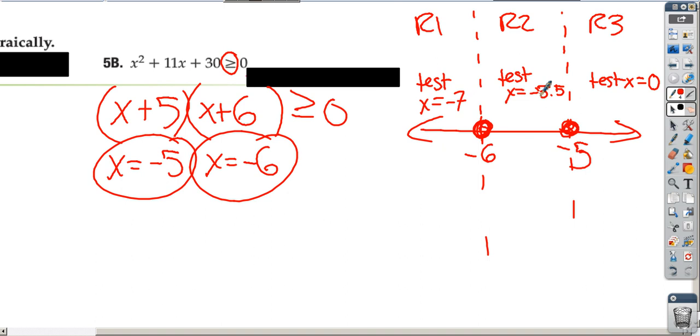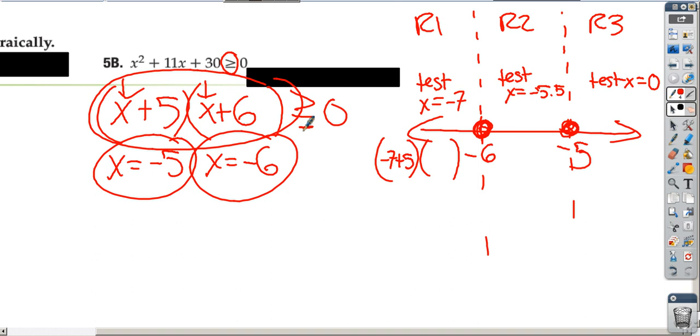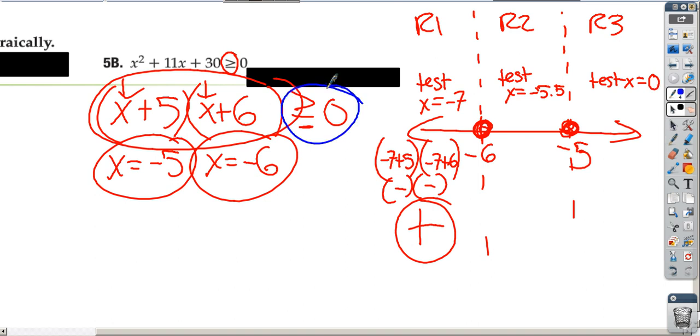In region 2 we'll try negative 5.5. So those are our points. We need to plug them into this equation right here. Negative 7 plus 5, we're plugging in negative 7 for x right here, because we want to see where this thing is greater than 0. So negative 7 plus 5 times negative 7 plus 6. Both of those numbers are negative, and a negative times a negative is a positive. And we want stuff to be positive because if we look at this right here, this says greater than 0. What kind of numbers are greater than 0? Positive numbers are. So we'll shade this in.